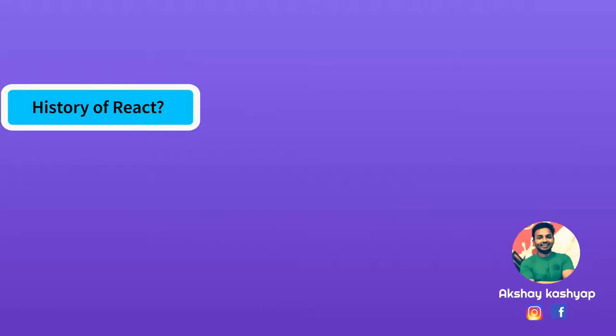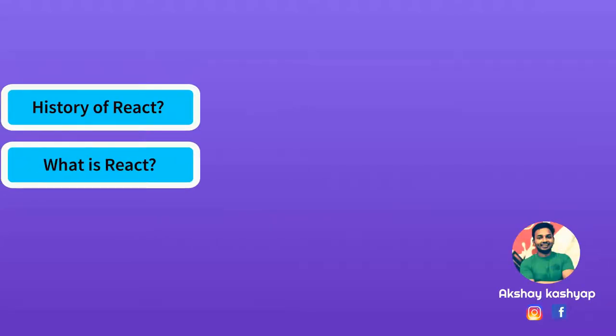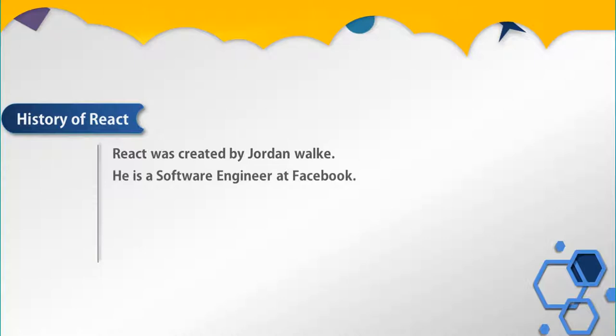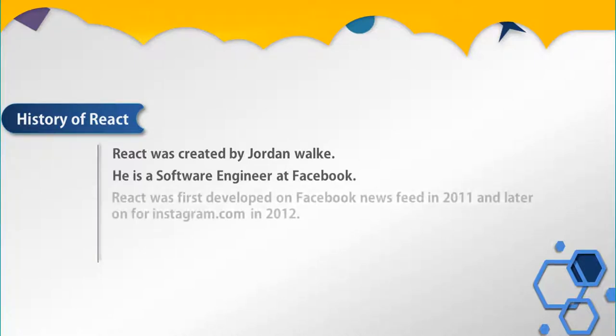In this lesson, we are going to understand the history of React and what React is. So we will first understand the history of React. React was created by Jordan Walke. I hope I have pronounced this name properly. He is a software engineer at Facebook. React was first developed for the Facebook newsfeed in 2011 and later for Instagram.com in 2012.